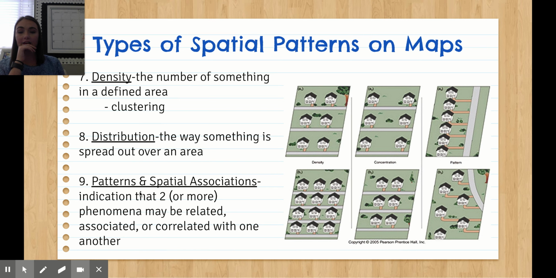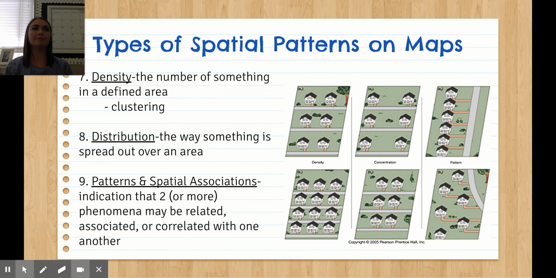And then you can also look at maps to see patterns in spatial association. So you can look at a map and see if 2 or more phenomena, which are just things on the map, are related, how they're associated or how they're correlated with one another. And if that seems vague, we're going to look more at maps and show how you can look at 2 things and understand how they might be related based on a map.